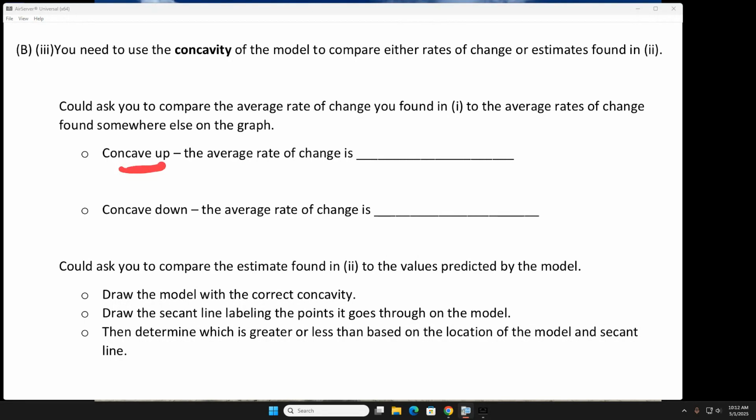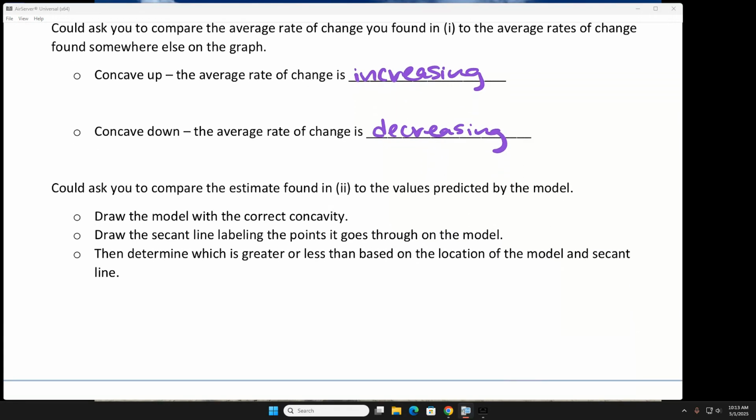And so if the function is concave up, are those average rates of change increasing or decreasing? Increasing. So you would say that somewhere in the problem when you give your explanation. If the function is concave down, the average rate of change is decreasing. All right, so sometimes that's what you need to talk about. But this one is more like the second part. So it could ask you to compare the estimate you just found to estimates from the predicted model.